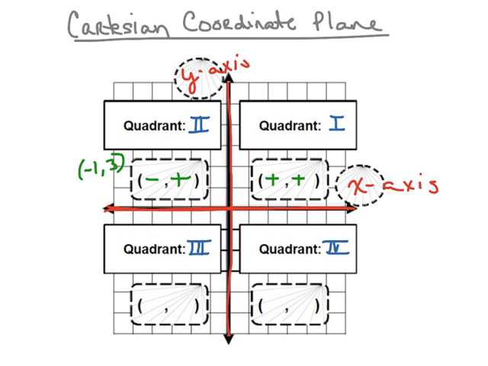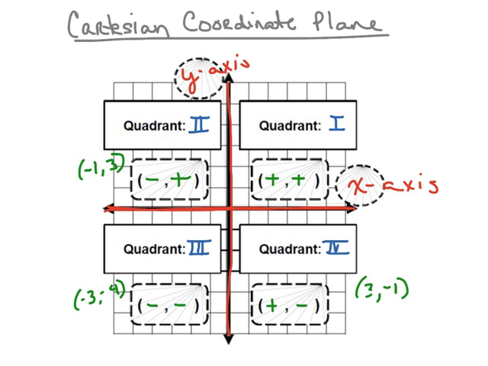Quadrant number 3, we know that the x and y value are both going to be negative. So an example of a point or coordinate that would fall in quadrant number 3 would be something like -3, -4. Quadrant number 4, what we know about quadrant number 4 is that the x value is going to be positive, the y value is going to be negative. So an example of a point or a coordinate would be +3, -1.